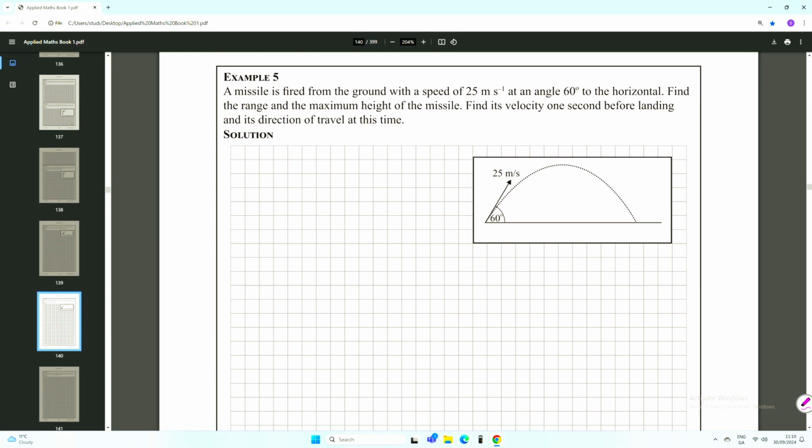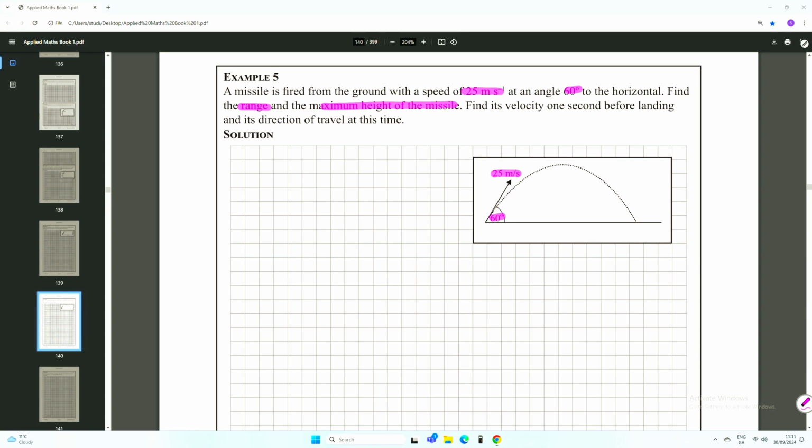Moving on to example 5. A missile is fired from the ground with a speed of 25 meters per second at an angle of 60 degrees to the horizontal. Find the range and maximum height of the missile.